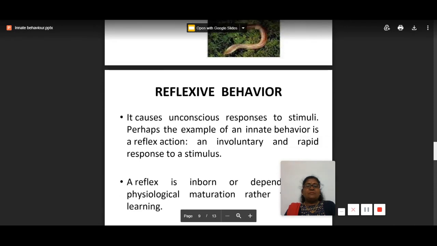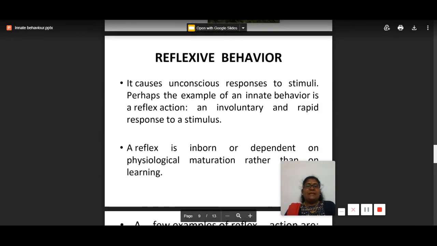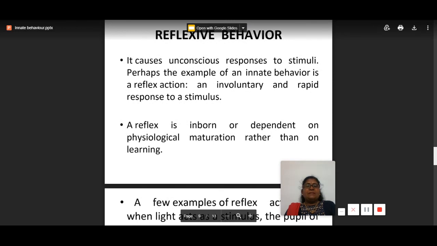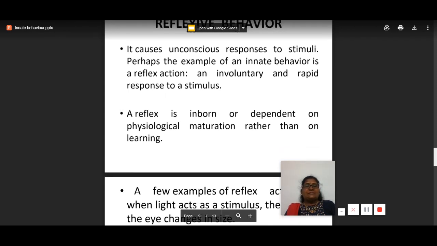And the third type of behavior is known as reflexive behavior, which causes unconscious responses to stimuli. Here, a suddenly occurring response is known as reflexive behavior. Perhaps the example of an innate behavior is reflex action, an involuntary and rapid response to a stimulus. So it occurs unconsciously.